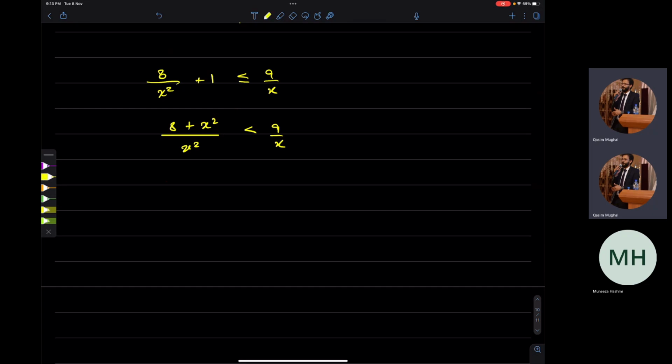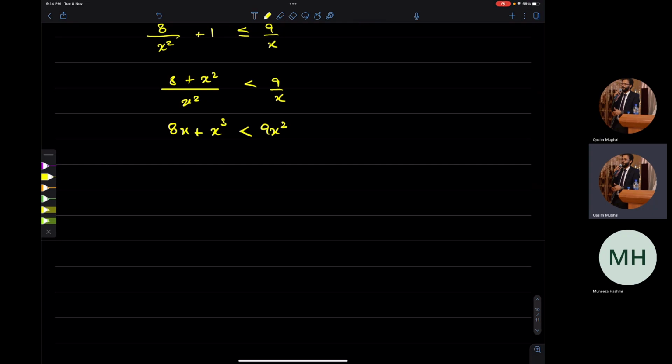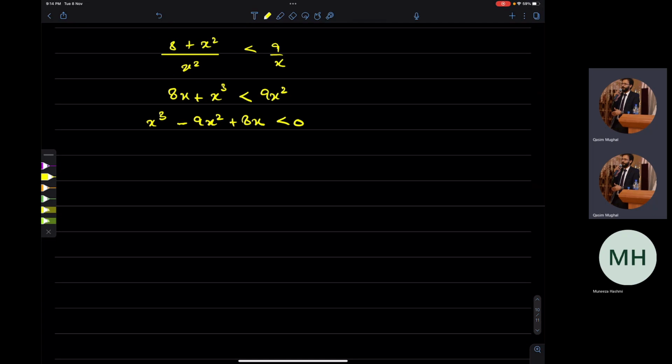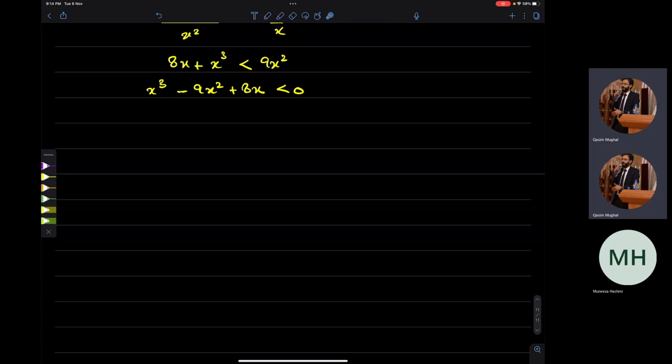So I'm going to do the cross multiplication here. 8x plus x cubed, less than 9x squared. So x cubed minus 9x squared plus 8x is less than 0. All right, now from here, don't get worried that this is a cubic inequality. You're going to deal with it exactly the same way that we've been dealing with the inequalities and equations earlier.